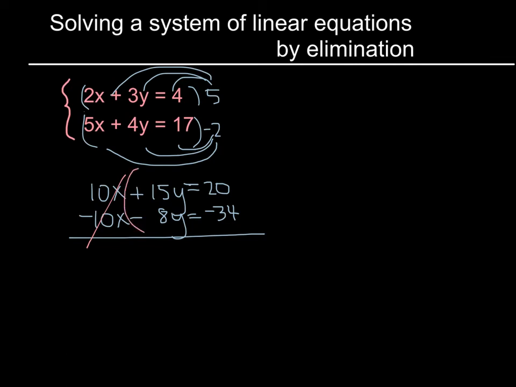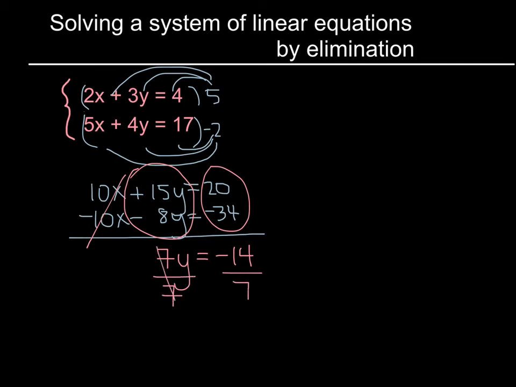So I'm going to combine my next column. So my next column are my y's. A plus 15 and a negative 8 gives me a positive 7y. Okay, bring down the equal sign, and now add up my third column. 20 minus 34 leaves me with a negative 14. So now I've eliminated x, and you can see I've got something very easy to solve. Divide both sides by 7, and I've got an answer of y equals negative 2.